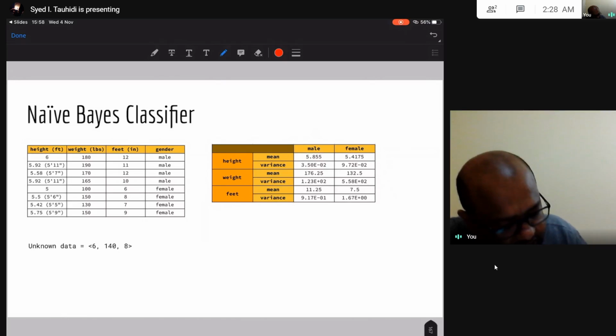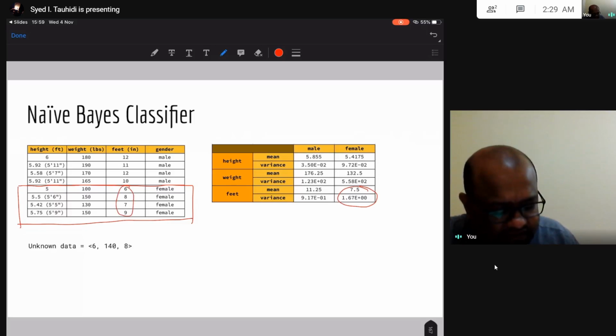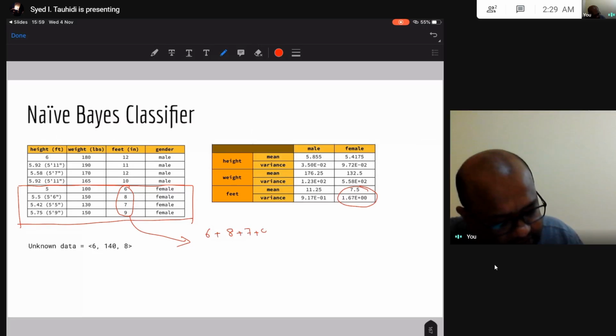For example, to calculate the foot size of female, I am going to take only those rows that have female as the class, and then I will take the foot size given female. These are the numbers that I am interested in. I am going to add them up, so 6 plus 8 plus 7 plus 9, and divide by 4. This is going to give me 7.5. This is my mean.